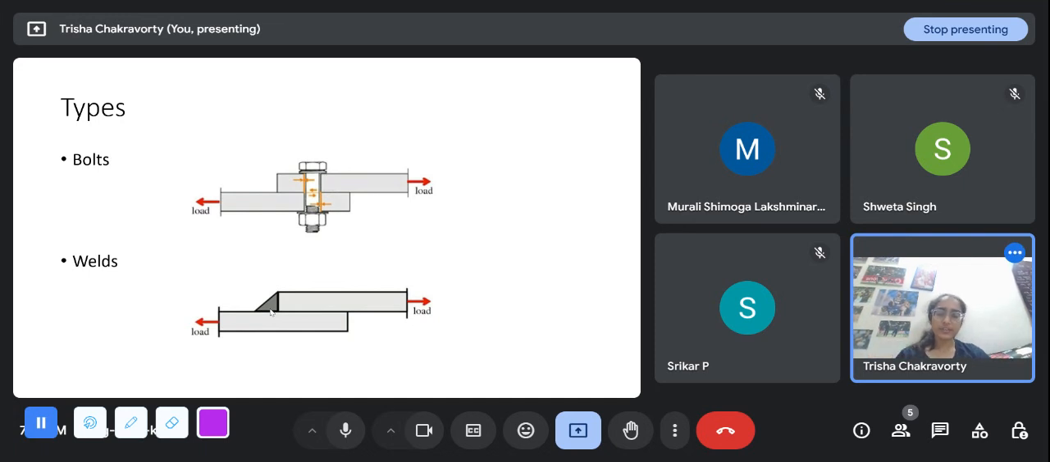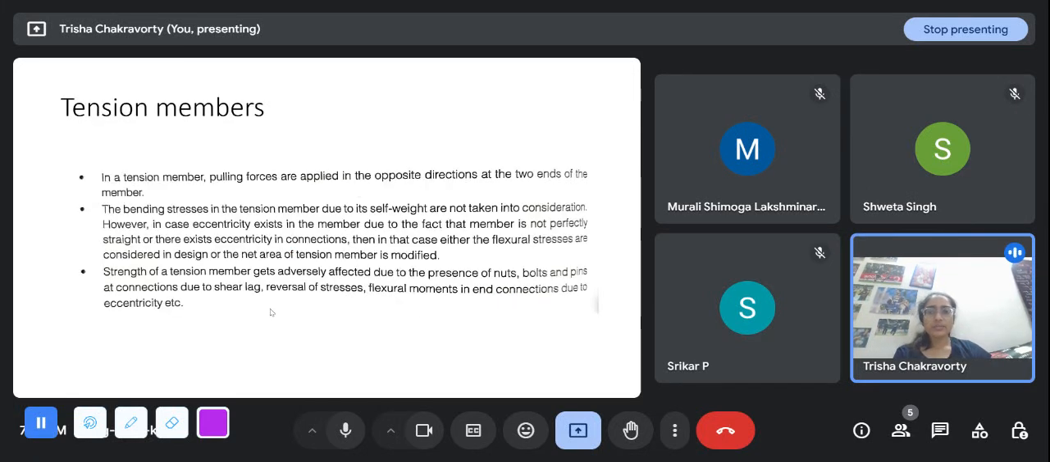In week 3, we looked at the design of bolted connections. In week 4, we looked at the design of welded connections. And in week 5, we looked at eccentric connections. So today we are moving on to the design of tension members.